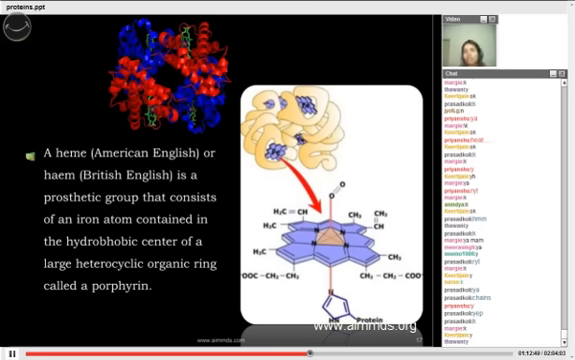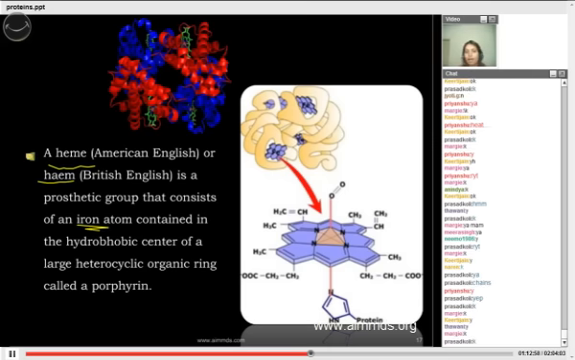Okay, now let's see what is heme. Heme, we have both the spellings, H-E-M-E and H-A-E-M. It is a prosthetic group that consists of an iron atom contained in the hydrophobic center of a large heterocyclic organic ring called porphyrin. So this ring which you see here, this blue colored ring, is nothing but the porphyrin ring.